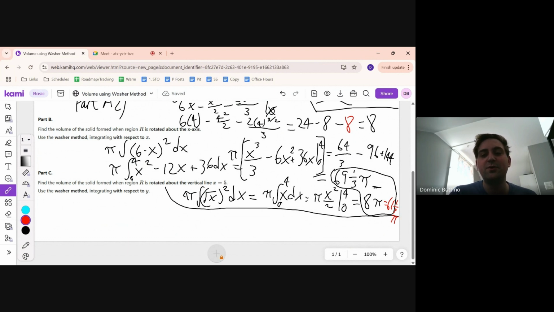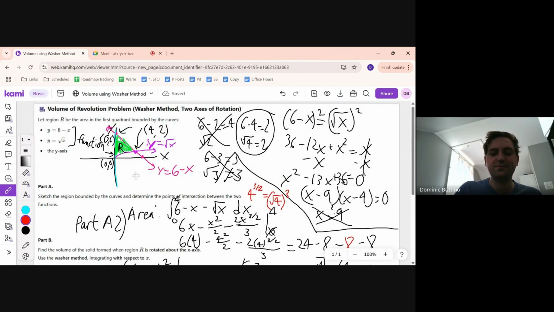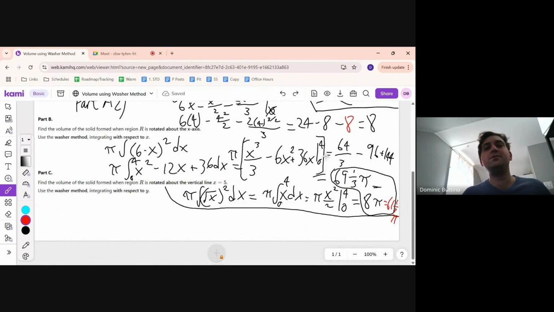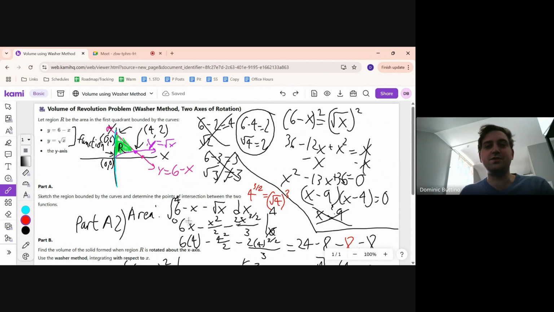This one is with respect to x, right? We have a function. We've got y equals a function that's in terms of x. And the reason for that is we're rotating around the x-axis, because it's rotating around a horizontal axis, a horizontal line. Okay, so part C. Now you want to start to shift everything to in terms of y. So instead of being in terms of x, let's shift our equations over.